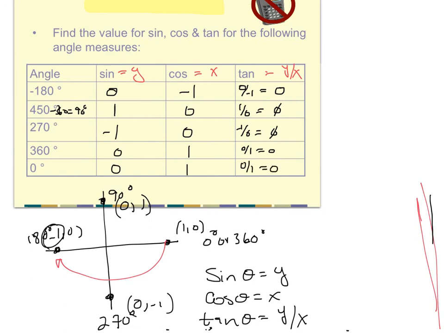And so that's how we can find sine, cosine, and tangent for our unit circle values, and these are only specific to the 0, 90, 180, and 270s, and any coterminal rotations beyond that.